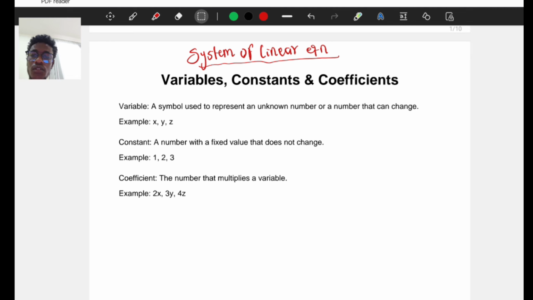But before we see a system of linear equation, there are some terminology or words that you have to understand, because these are the words we are going to use when we solve system of linear equation. The first word is a variable.